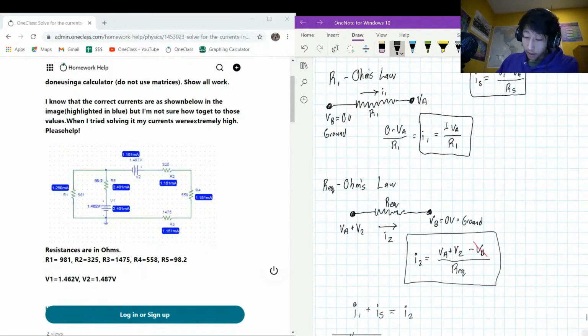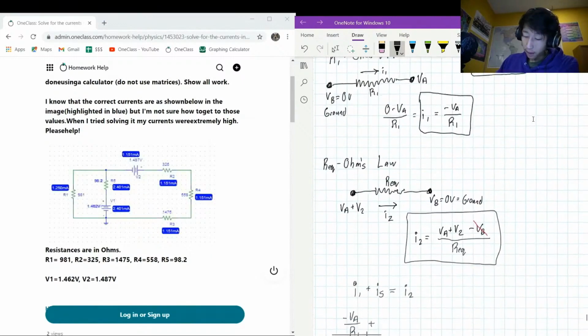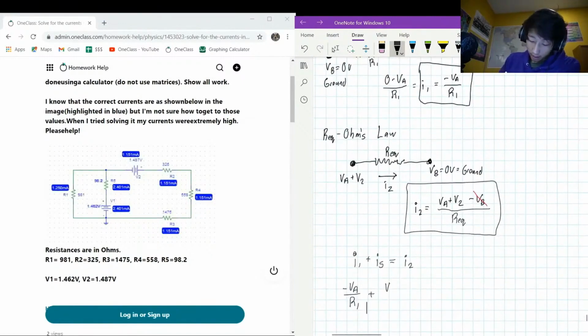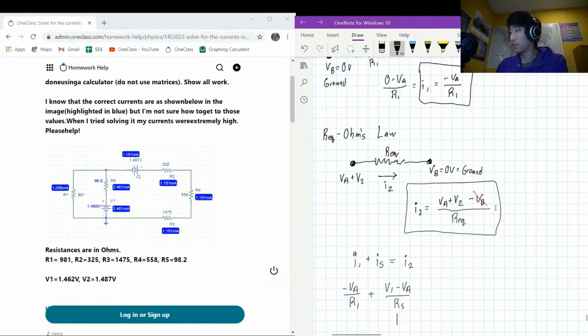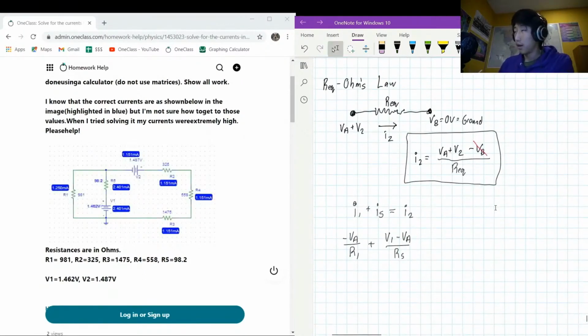Okay, that came from here. I5 is V1 minus VA over R5. Yep. Okay, that's I5. And for I2, we have I2 is equal to VA plus V2 over REQ.